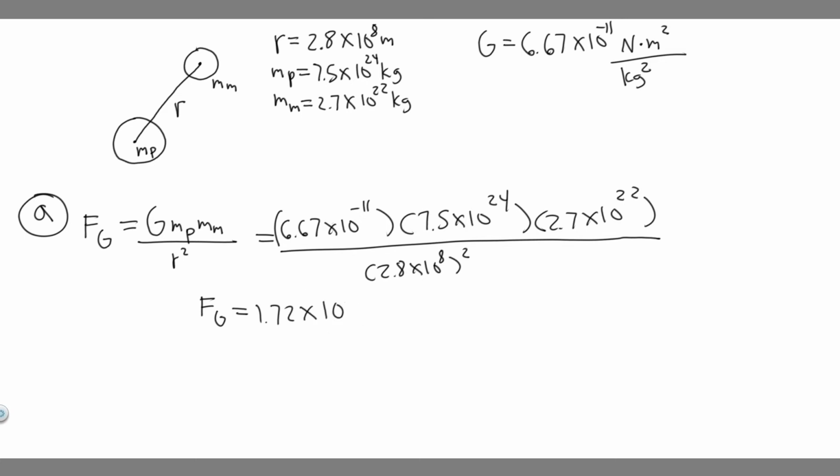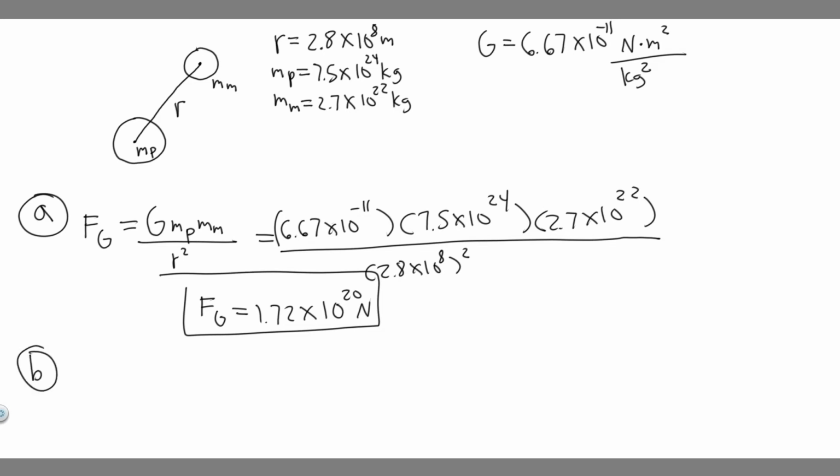So 1.72 times 10 to the 20, and then we measure force in newtons, right? So all this cancels out and gives us newtons, because we're measuring force. So F sub G is 1.72 times 10 to the 20 newtons. This is your answer to A. So this is A. Let's move on to B now.